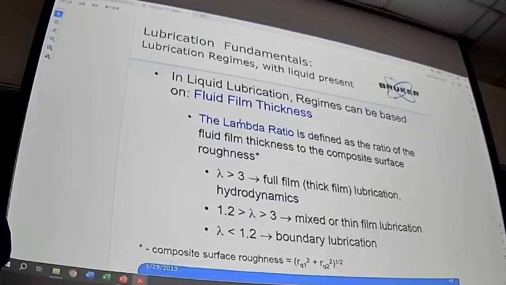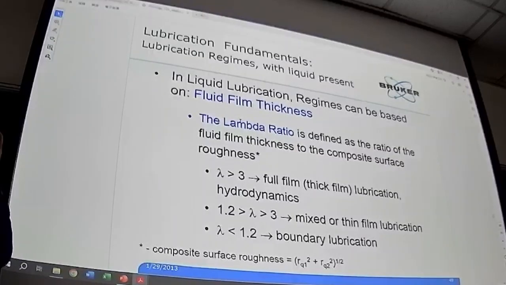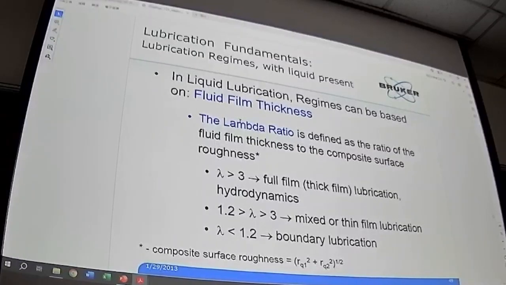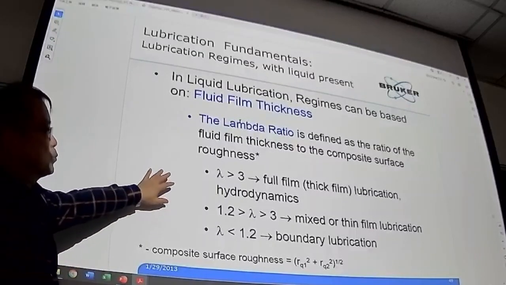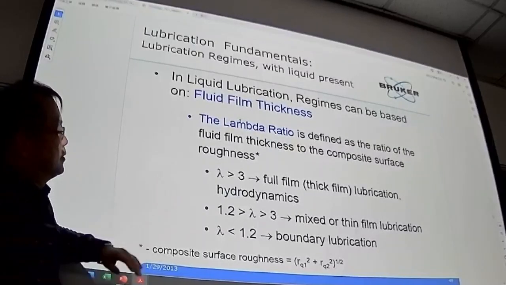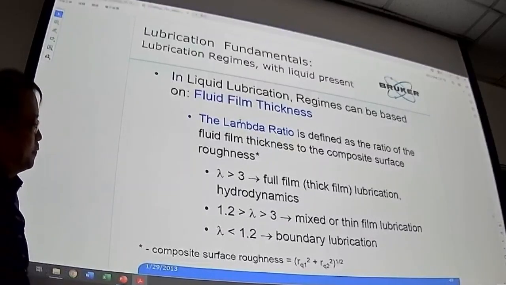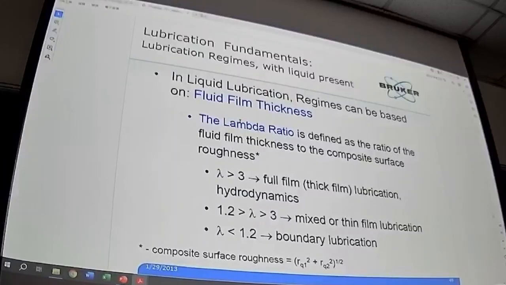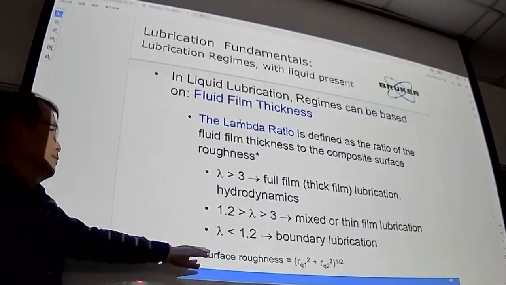For different lubricants, you have different results. Some textbooks tend to have three different categories, but in our textbook, we have four different categories. So in any case, the number is also different.